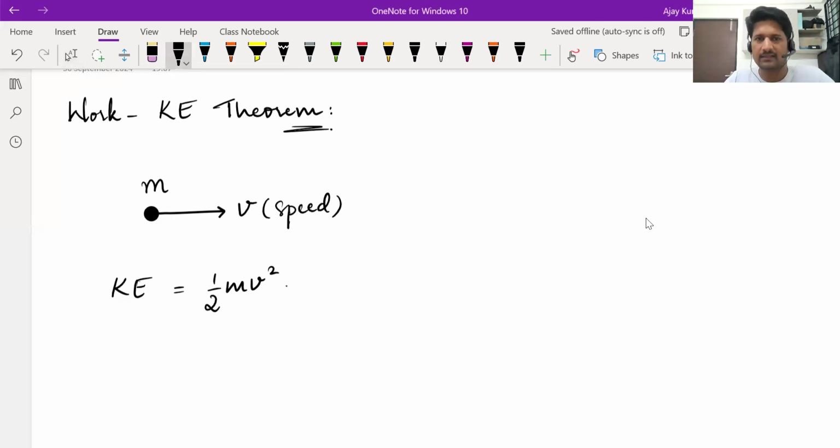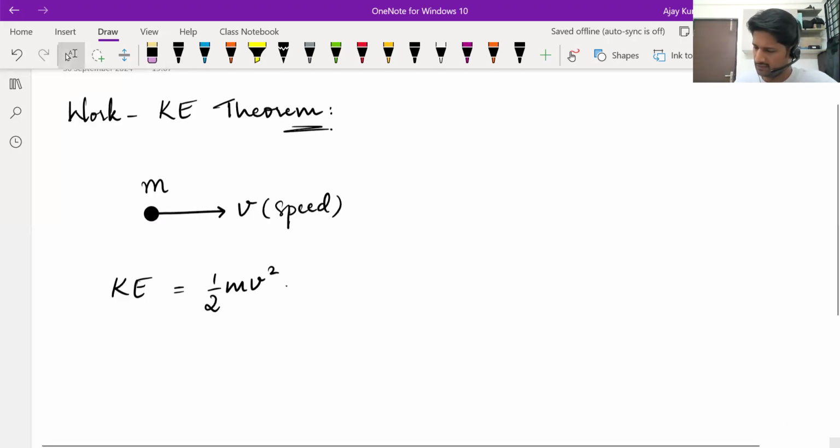Work and energy have the same SI unit, joule. Fine. And by definition, work is nothing but transfer of energy. So the amount of work you do is the same as the amount of energy you transfer. Right? So work and energy should have the same units. Fine. So based on mass and speed, you can tell what is the kinetic energy of an object. That's okay.